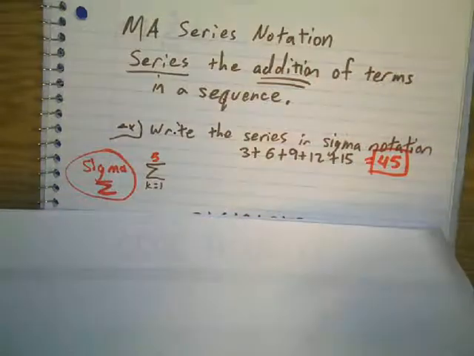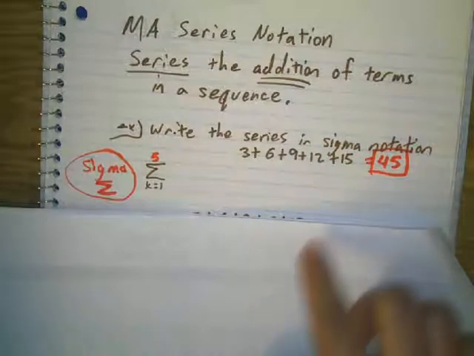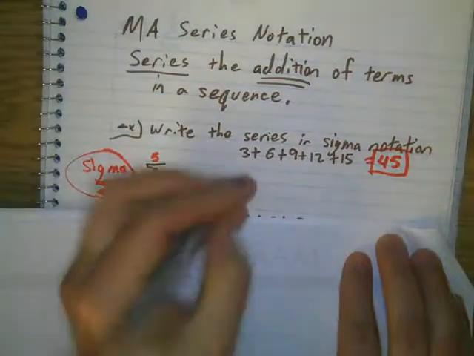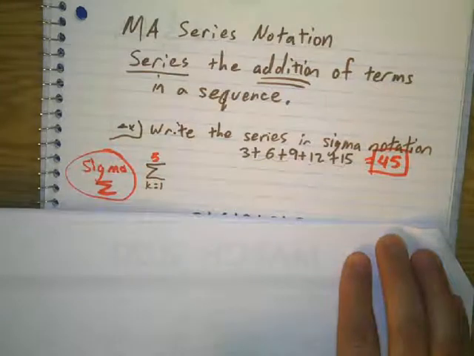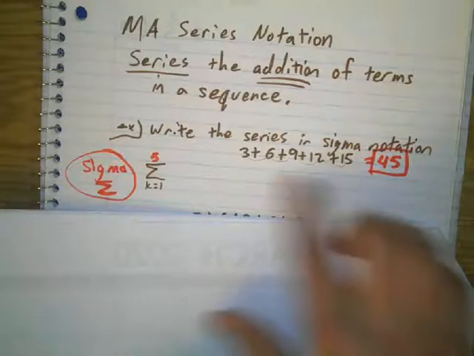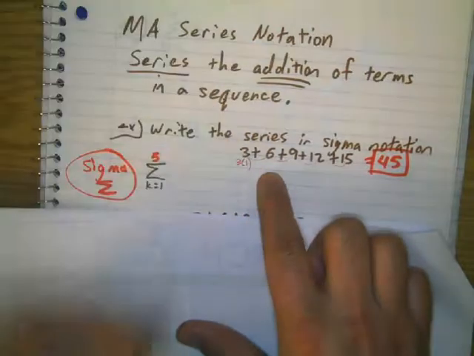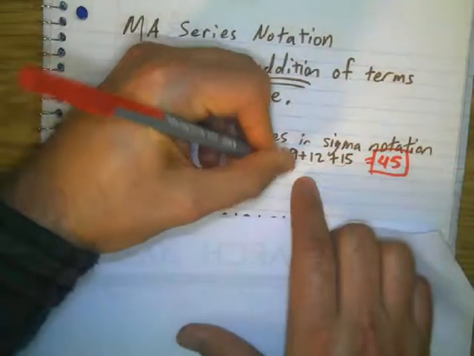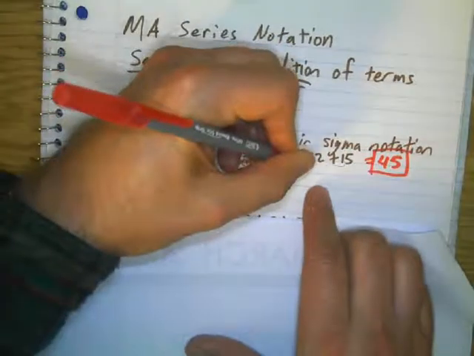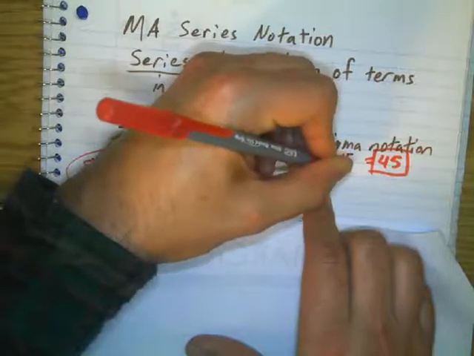Now let's think about it. How am I going to write this in sigma notation? Well, all of these are increased by 3, right? So one thing I could think about is, okay, since they're all increasing by 3, this is really 3 times 1, isn't it? And this is 3 times 2, this is 3 times 3, this is 3 times 4, and this is 3 times 5.